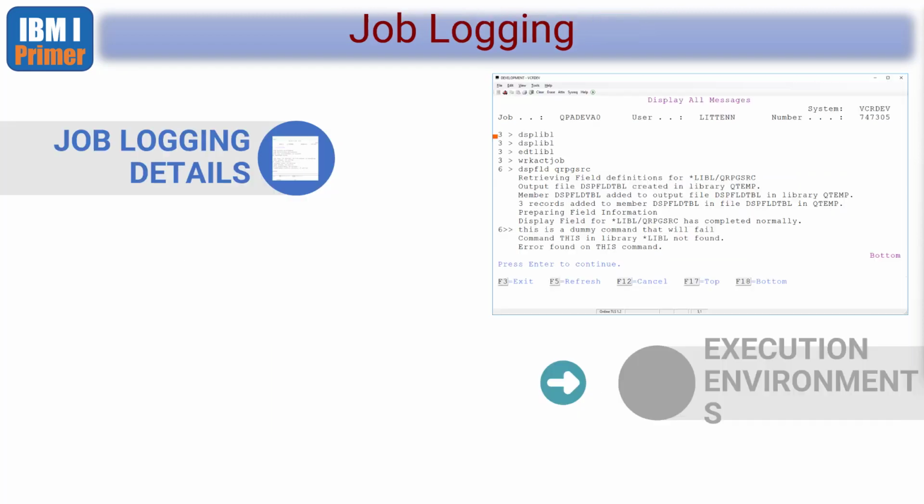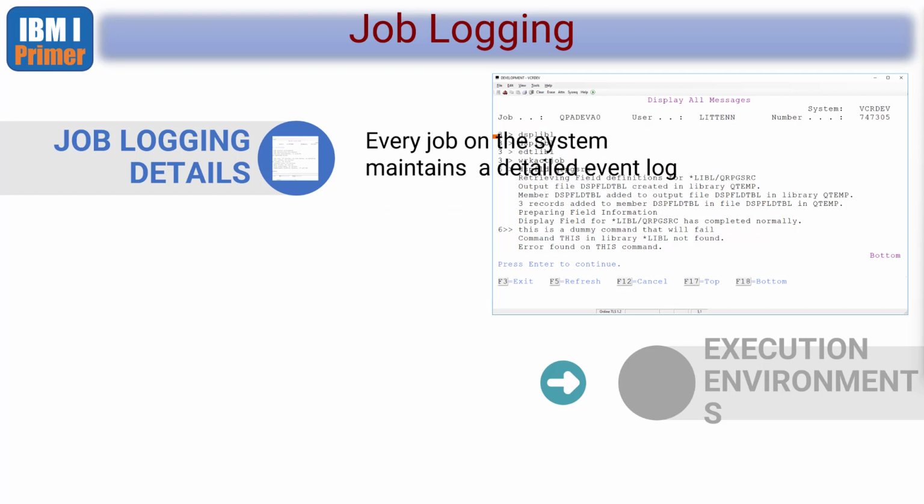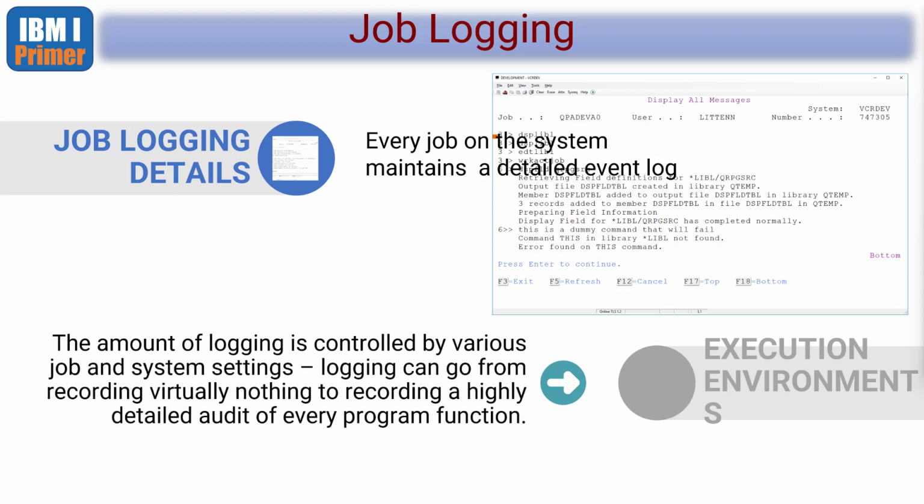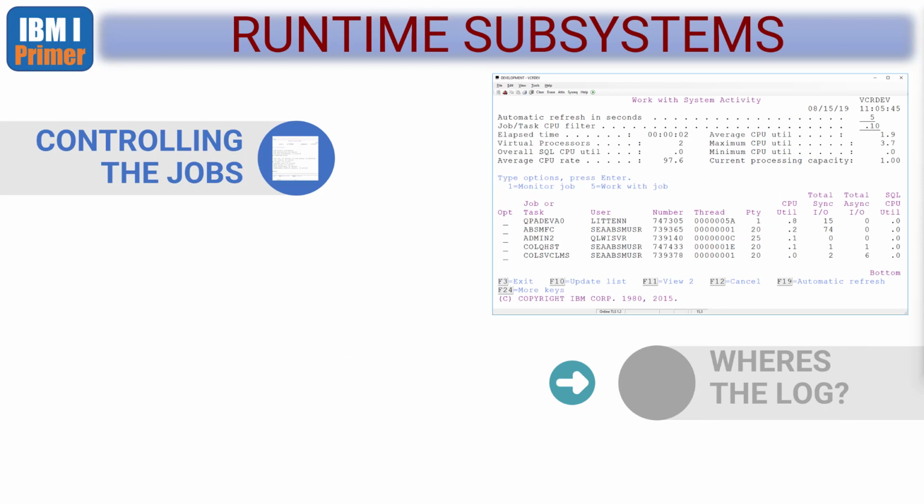Now, how do we keep track of these jobs that are running? Every job has various logging information. It has an event log, and we call it a job log. We're looking at it on the screen there, where it records everything that happens in that job for the duration of its run. And the amount or detail of this logging is controlled by various job and system settings. So we can set it up so that it records virtually nothing apart from this thing started and this thing ended, to really recording every single line of code that it processed. And we can change those details on the fly.